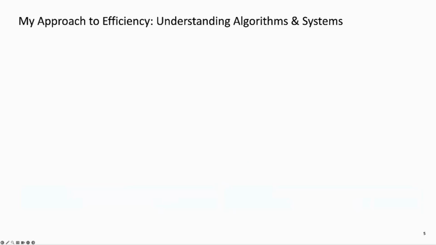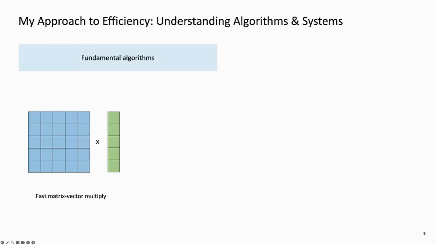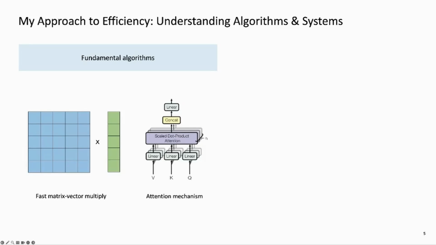So my approach to efficiency has been to understand both the algorithms and the systems they run on. On one hand, I spent a bunch of time playing with fundamental algorithms, trying to understand them. So things like fast matrix vector multiply, I did a bunch of work on understanding exactly what kind of matrices would have a theoretically fast matrix multiply algorithm, and understanding things like the attention mechanism, which we all know and love. So that's on the algorithm side.